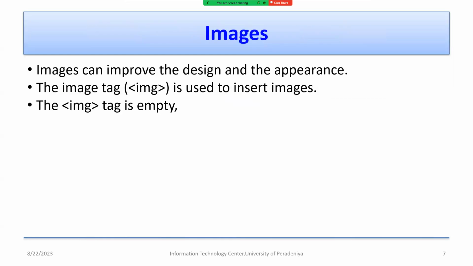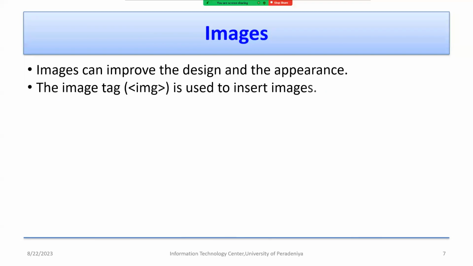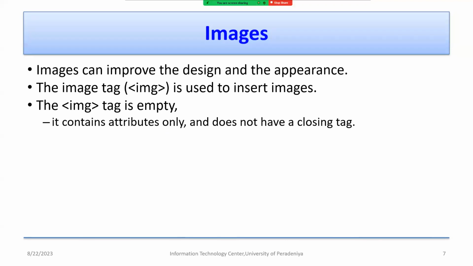By using images, we can improve the design and the appearance, right? Basically, we use the IMG tag to insert an image. The IMG tag is an empty tag, so it contains the attributes only. It does not have a closing tag, right? Empty tag means they don't have the closing tag, and it contains only the attributes.